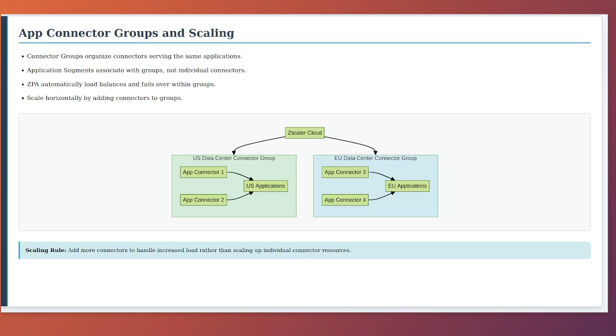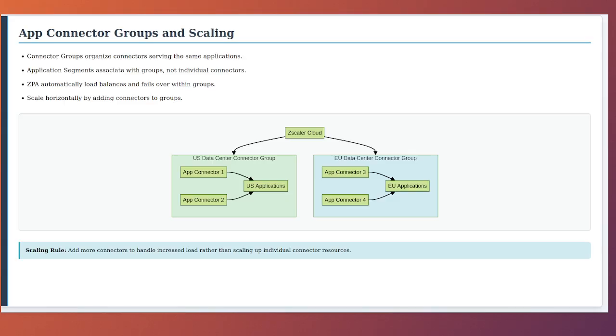Connector groups also control the software update schedule. Each group has an update window defined in the Zscaler portal. During this window, connectors in the group are updated one at a time. Zscaler's backend orchestrates the updates to ensure minimum impact. You should schedule update windows during low usage periods for your organization.